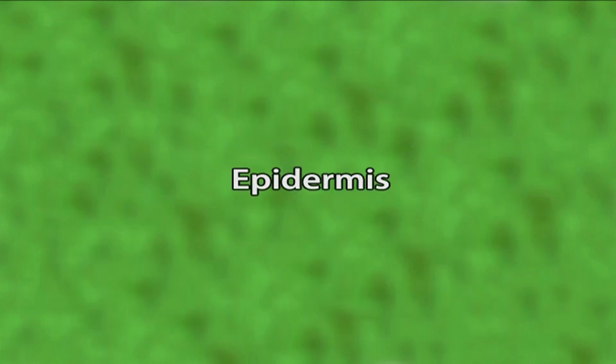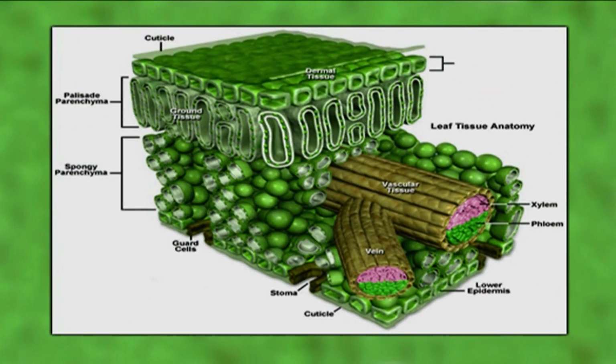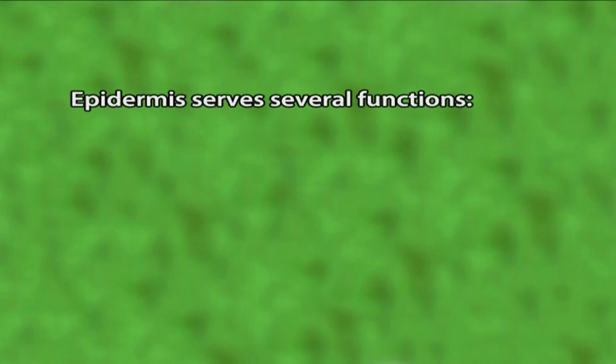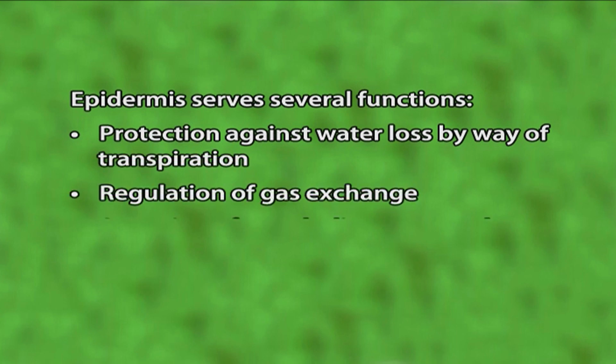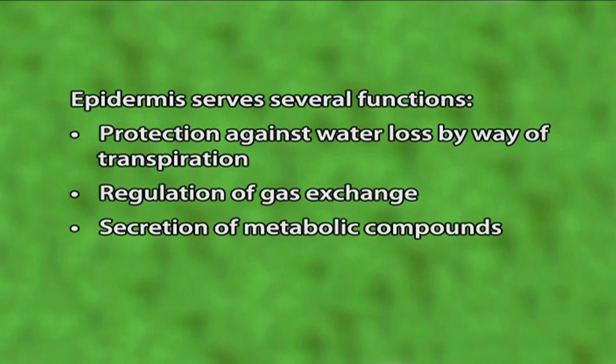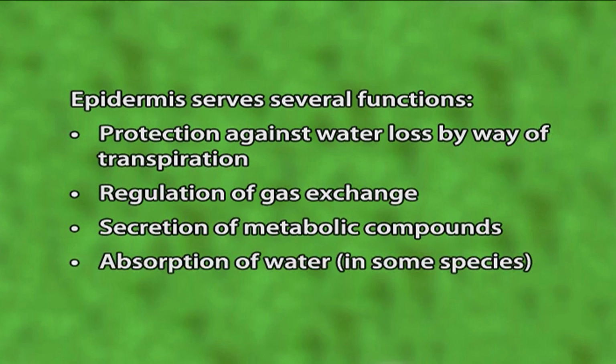First, we will discuss epidermis. The epidermis is the outer layer of the cells covering the leaf. It forms the boundary separating the plant's inner cells from the external world. The epidermis serves several functions: number 1, protection against water loss by way of transpiration, regulation of gaseous exchange, secretion of metabolic compounds, and in some species, absorption of water.